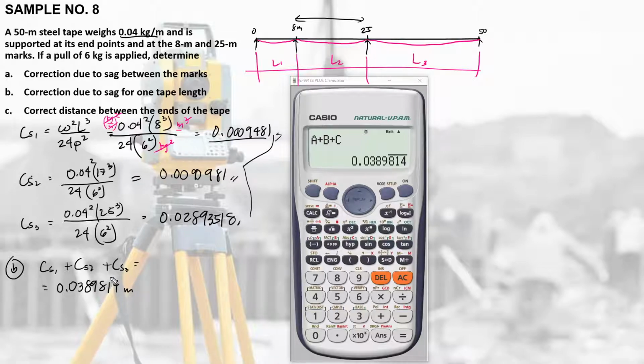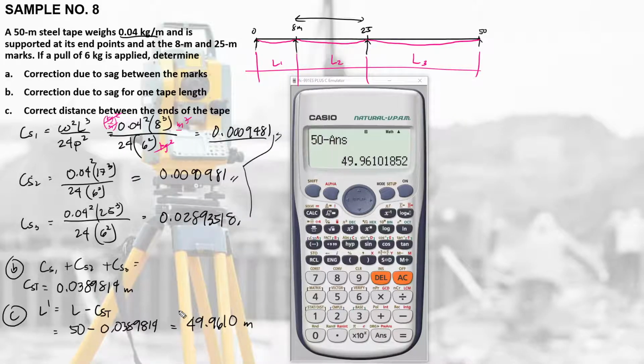And then determining the correct distance between tape ends. So ano ba yung kung ganyan siya sinukat, ano ba yung magiging actual distance niya sa point na yun? So letter C, yung L prime, L, or in this case lagi siyang minus again. So CS total na siya, dito ilalagay CS total is 50 minus 0.0389814, which will give us 50 minus the answer is the actual distance is 49.9610 meters.